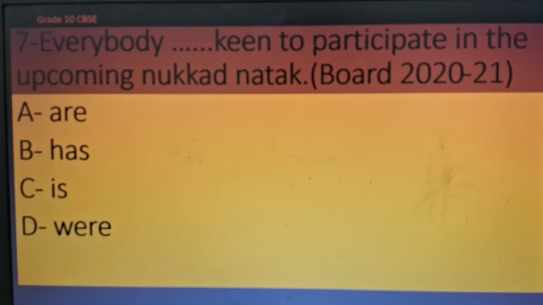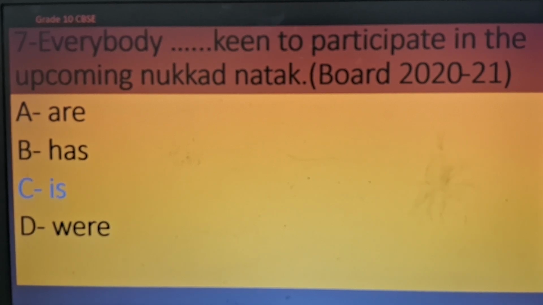Question 7. Everybody dash keen to participate in the upcoming Nukkad Natak. Option A are, option B has, option C is, and option D were. What is the answer, children? Yes, the answer is everybody is. You know that with each, everyone, and everybody we should use a singular verb. So what is a singular verb here? From the options, we can say this is. Option C is the right answer.